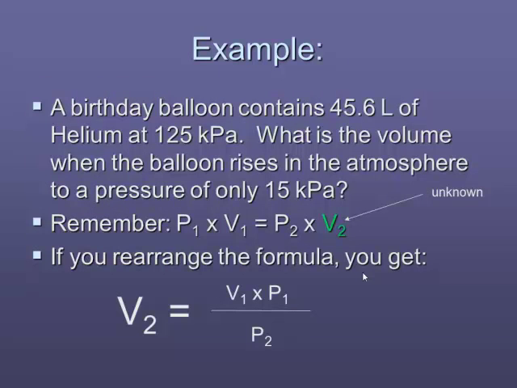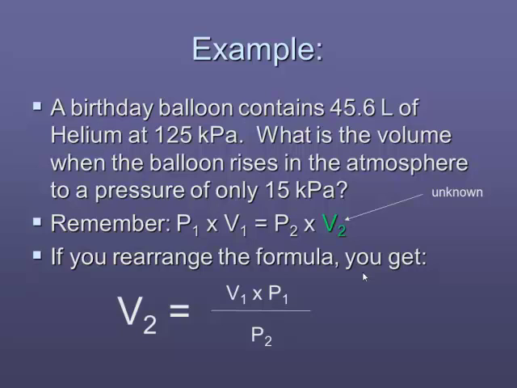Here's a perfect example. So this is where you're going to want to pull out your calculator. So this is an example of Boyle's law. A birthday balloon contains 45.6 liters of helium at 125 kilopascals. What is the volume when the balloon rises in the atmosphere to a pressure of only 15 kilopascals?